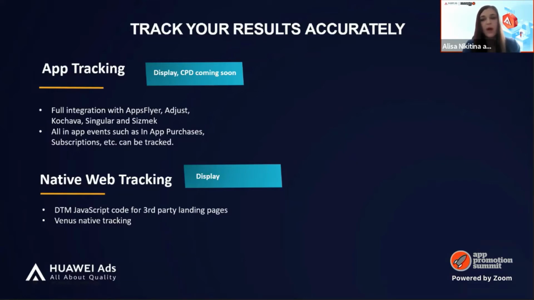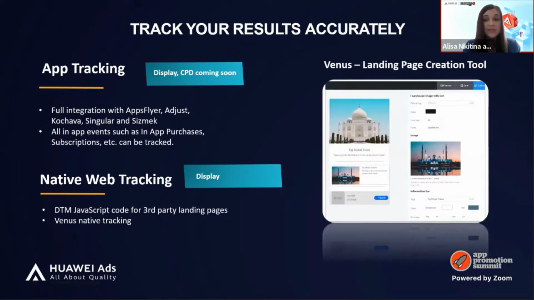Also, for websites, we offer a native web tracking solution, which is called App Gallery Connect. Another new feature that you can find probably only in Huawei apps is a free landing page creation optimization tool called Venus. You can access this tool in the toolbox section, and it is good, for example, if you have a good offer which simply doesn't fit into a small banner or a quick video, and you would like the user to see this information.